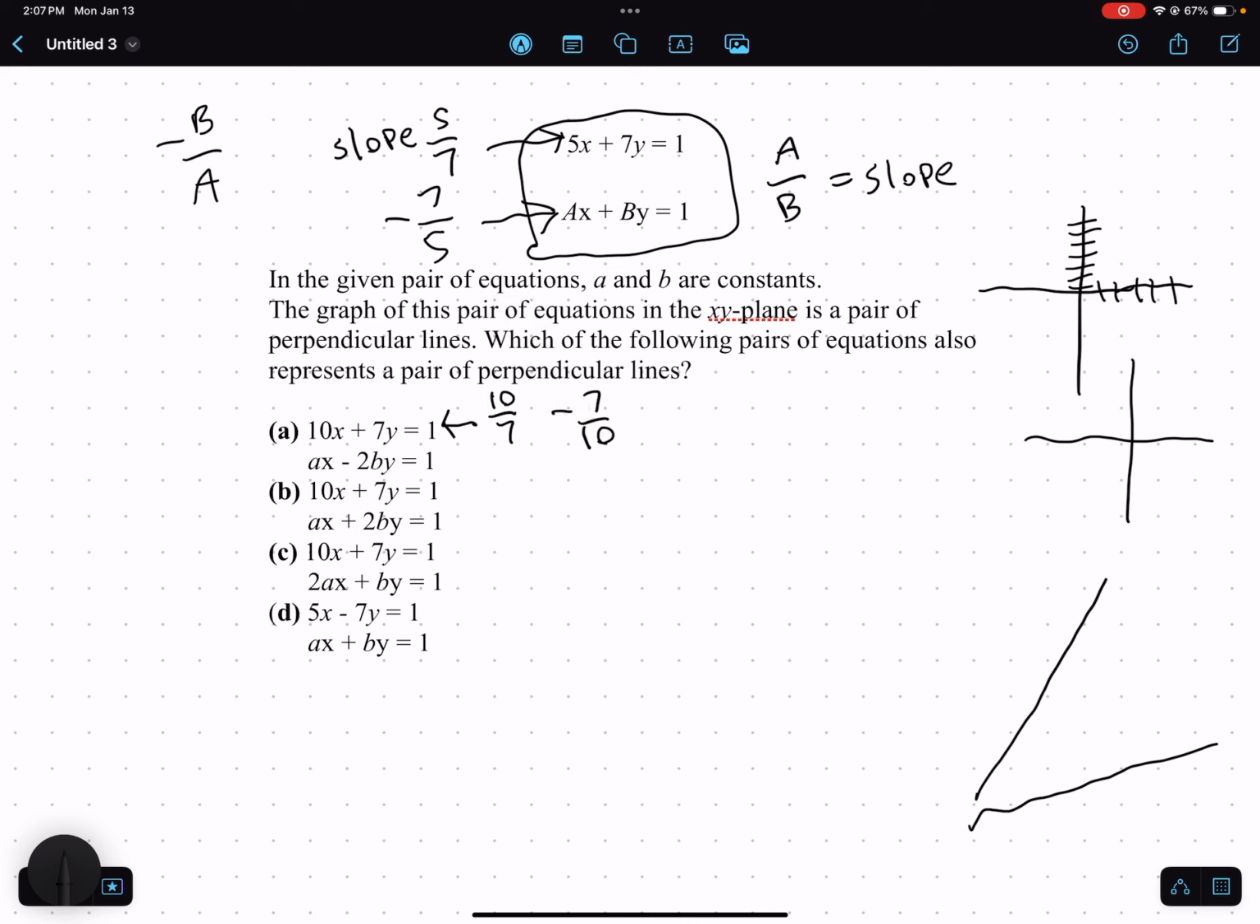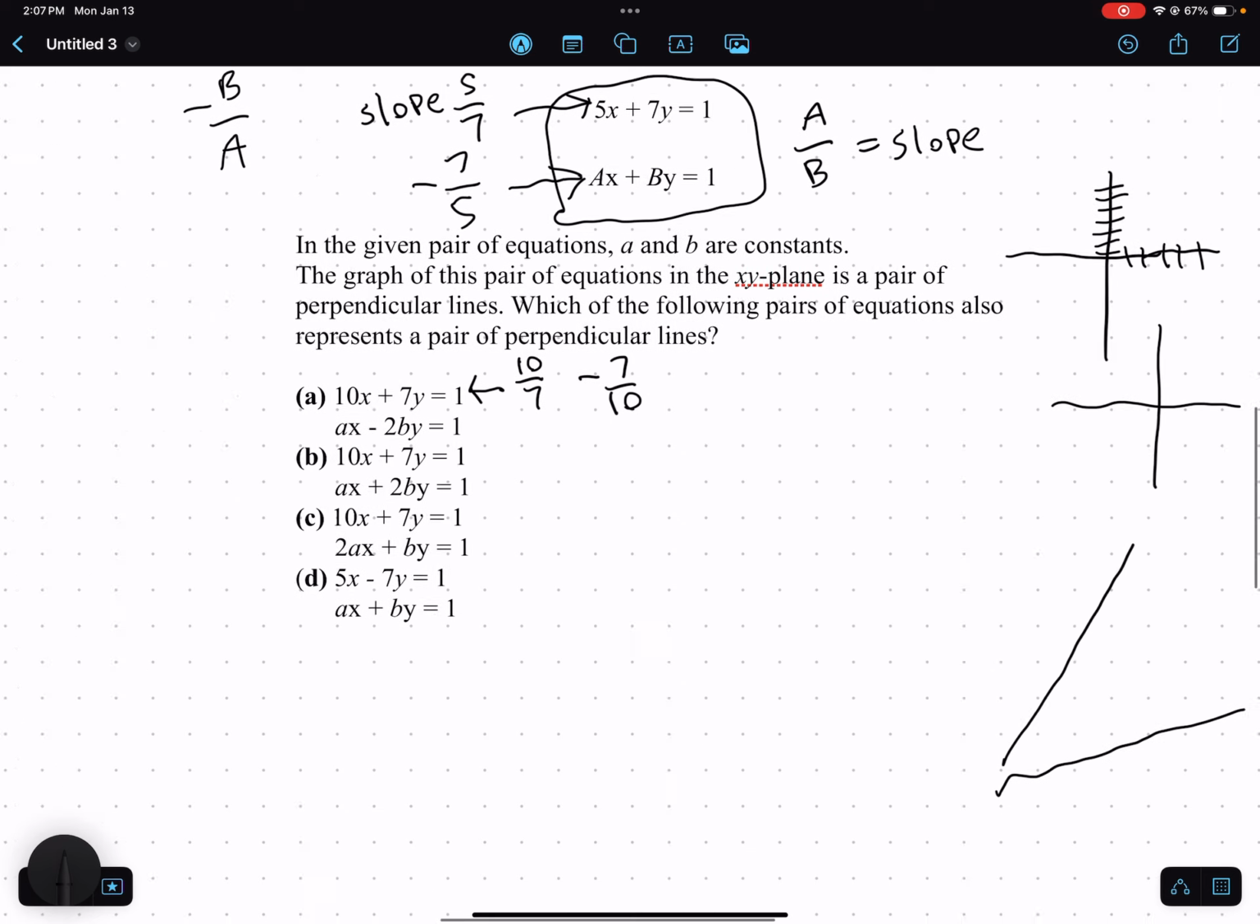So we know our second equation must have a slope of negative 7 over 10 if the first equation is 10x plus 7y equals 1. So we can go through these choices here. That's pretty much all you need to do here. For choice A, all you have to do is plug in your values of A and B and check if you have a slope of negative 7 over 10.